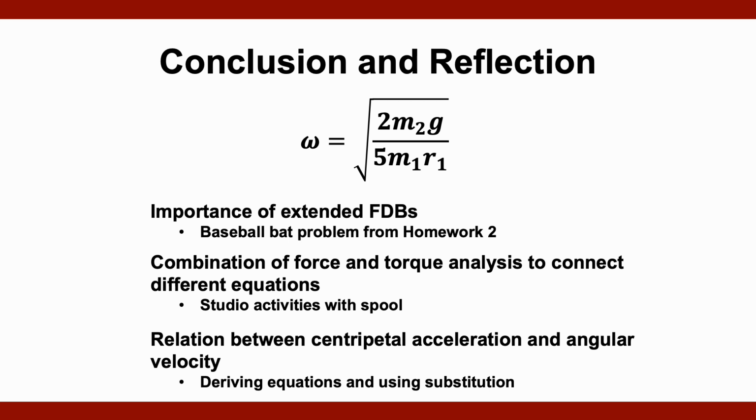This also allowed a combination of force and torque analysis to connect all the equations. The torque was especially useful as it determined the impact of the tension force due to the ball. In studio activities, it was fine to analyze the acceleration of two spools suspended from a pulley with net force alone. However, this changes when there's only one spool, or in this case, one ball, and the other end needs to be fixed. Finally, the problem also demonstrated how centripetal acceleration and angular velocity are related, which is through translational velocity. This is a key concept in many physics problems, where equations need to be derived and connections have to be made to substitute them.